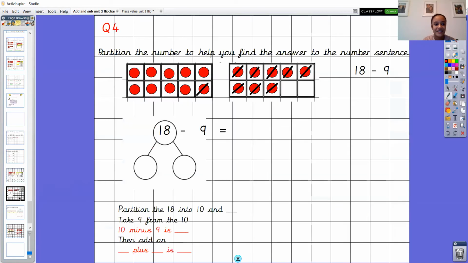Well done, Year 1. So question 4, another one of those tricky ones. If you want to partition the number to help you find out the answer. So the number sentence now, thinking about subtraction, the number sentence is 18 take away 9. Remember we want to partition off 18 first into 10 and something. We're going to take 9 from the 10, find out what the answer to that is, and then we're going to add, remember this number here, and the number that you find over here, and add them together, and that will help you find the answer. And then remember at the end you can do a double check with the tens frames. Okay, so pause the video now and have a go at that one.